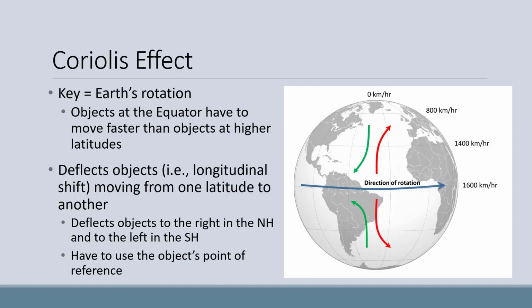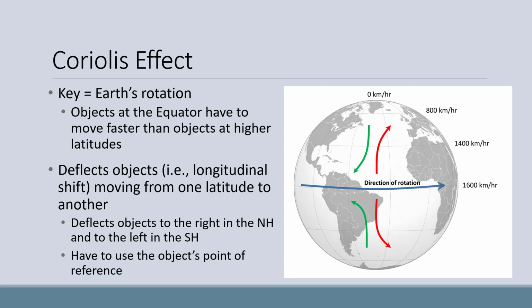Next up is the Coriolis effect, which has to do with Earth's rotation and the fact that the Earth is a globe. Because the Earth is spherical, objects at the equator have to move faster than objects at higher latitudes. The Coriolis effect deflects objects, that is, it causes a longitudinal shift when objects move from one latitude to another. The change in latitude has to be pretty large in order for the Coriolis effect to be noticeable, though. It deflects objects to the right in the northern hemisphere and to the left in the southern hemisphere. You have to use the object's point of reference, though.